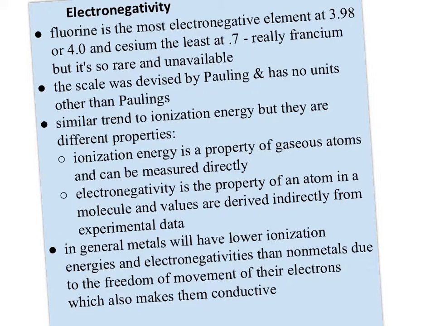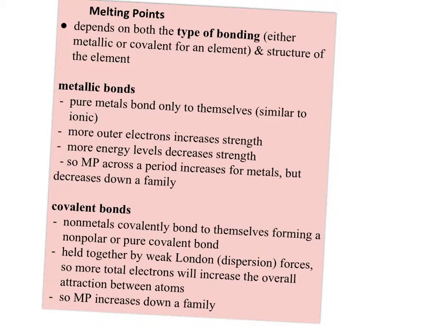The metals also have this freedom of movement with their delocalized electrons, which give them that conductivity we'll talk about later. So the last thing to try and talk about quickly here, the last physical property that's often used to explain chemical behavior is melting point. And melting point is going to depend on the type of bond and the structure of the element. Now bonding is either going to be metallic for the metals or it's going to be covalent for the nonmetals, because remember, we're still talking about elements here, not compounds.